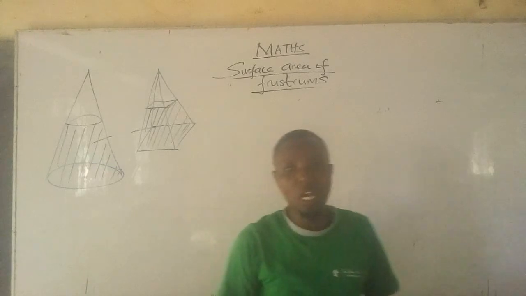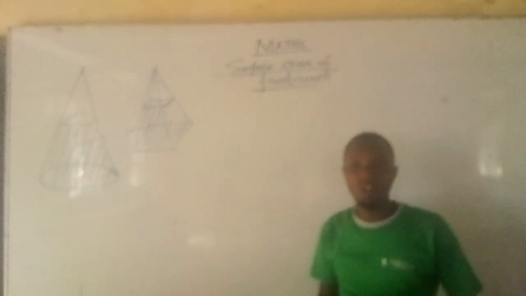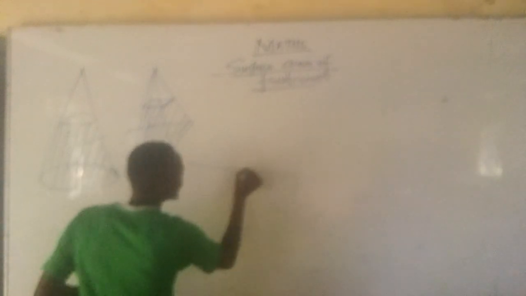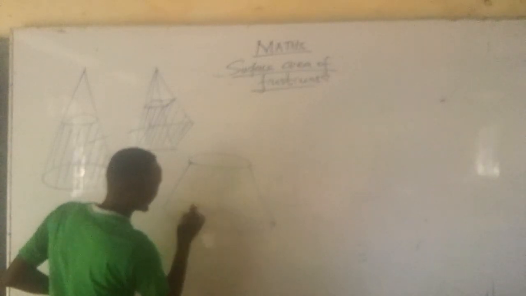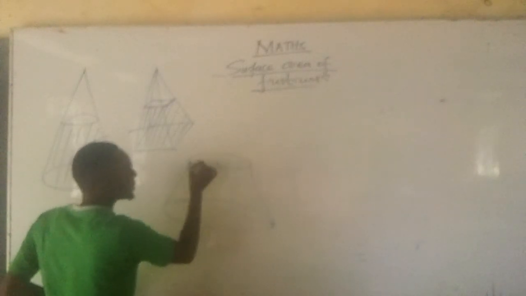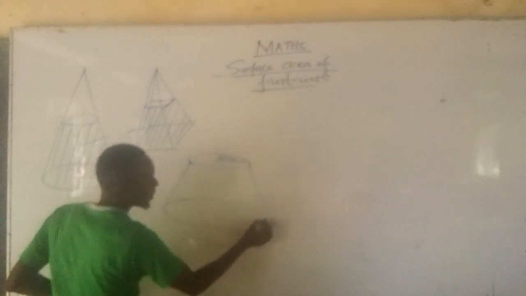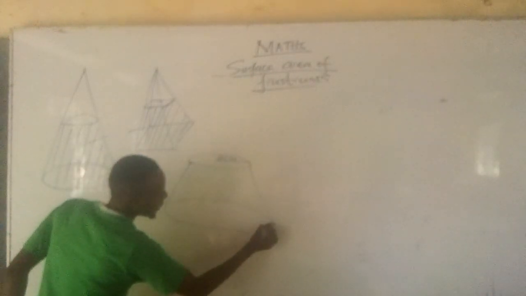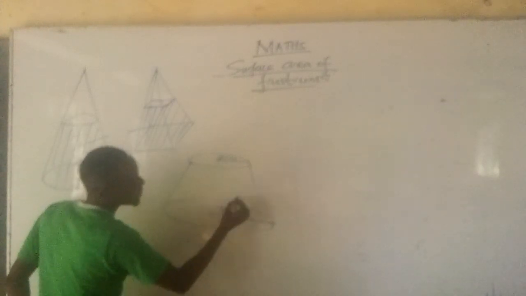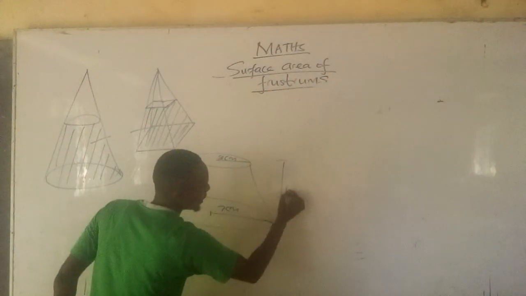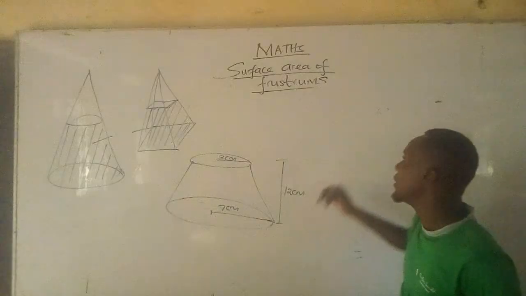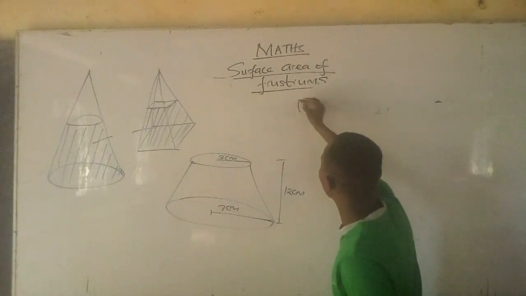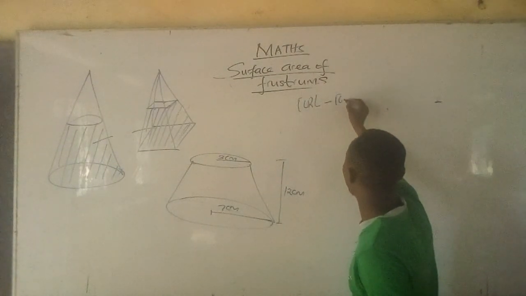We are going to demonstrate how to find the surface area of the frustum using an example. For example, if I have a cone like this one here, with a radius of 3 centimeters at the top part, and the base radius of 7 centimeters, and suppose I have our height here as 12 centimeters. The formula for finding surface area of a frustum is given by pi RL minus pi rl.